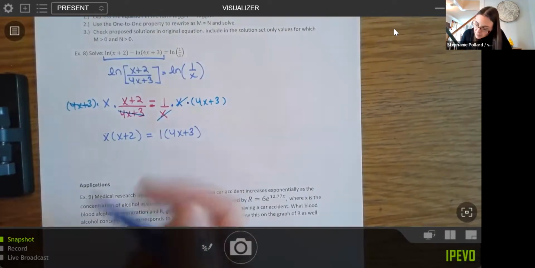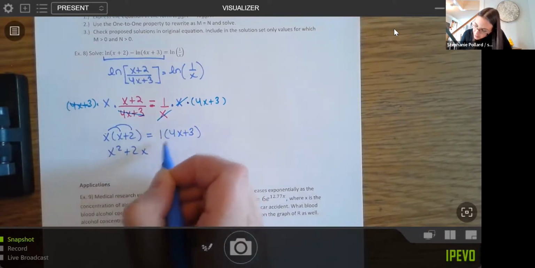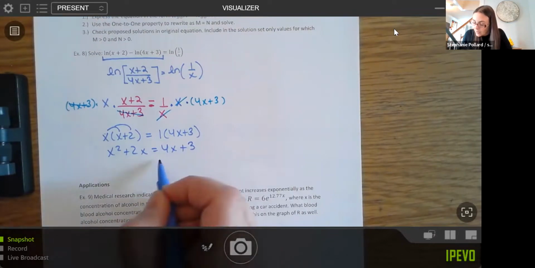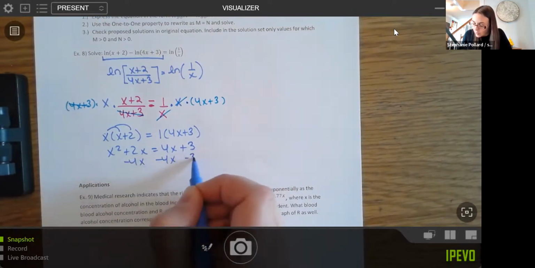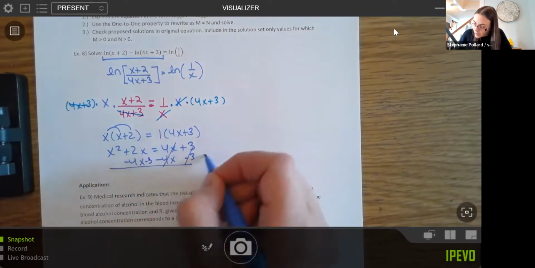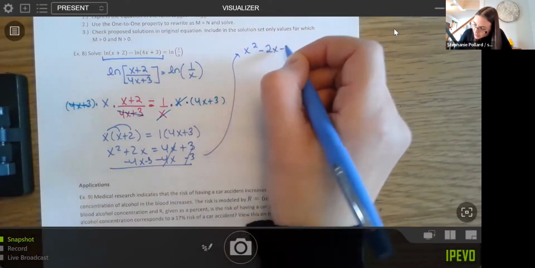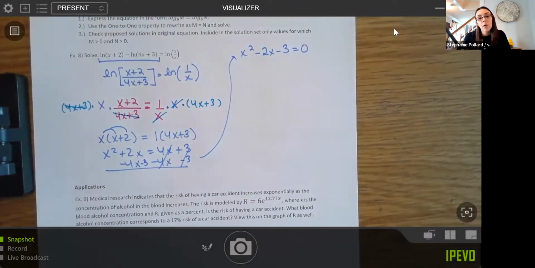I'm going to keep simplifying. So I have, let's see, x squared plus 2x. And then here it's going to be 4x plus 3. I'm going to subtract the 4x from both sides. I'm also going to subtract that 3 from both sides too. Just kind of do those steps together here. And what I have is x squared minus 2x minus 3 equals 0. Now I have my quadratic.